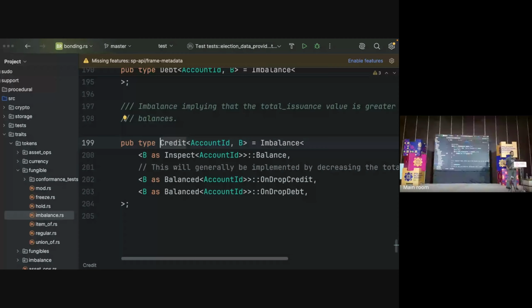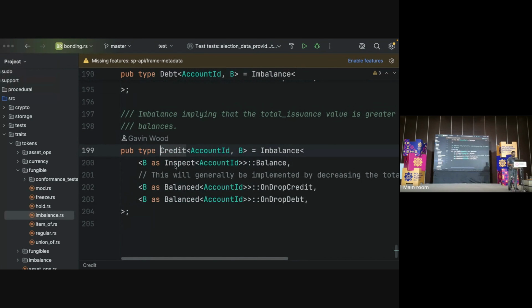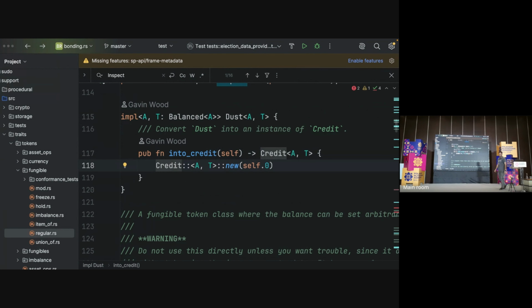Just like what is credit here? Yeah, okay. This is very into the weeds. So when these traits were defined, as a developer, you don't need to worry about this credit thing too much, or actually at all, most of the time.